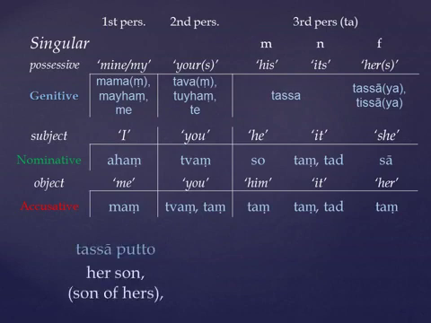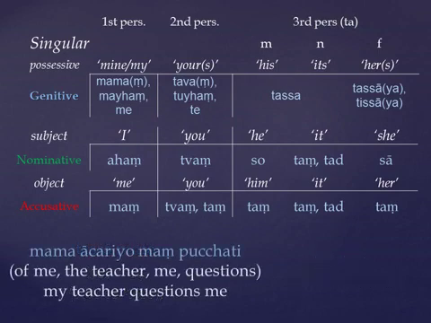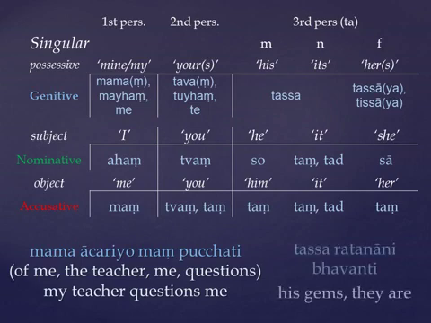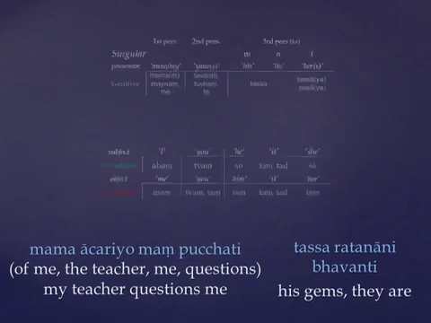Tassā putto. Tassā is feminine, meaning her. Te vādo, your doctrine. Mama ācariyo maṃ pucchati, my teacher questions me. Tassa ratanāni bhavanti, his gems they are. Notice tassa is singular, meaning his, and bhavanti is plural to match ratanāni.